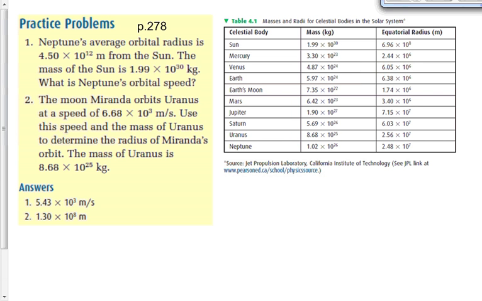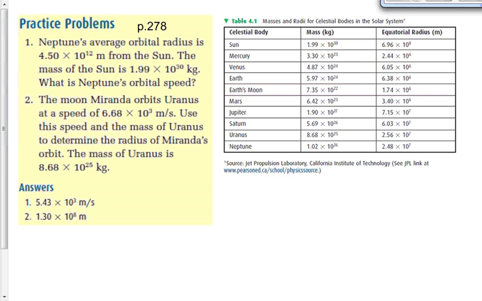Let's take a look at these two questions on page 278, please. I've copied over the data table for you, so the information you need about Neptune and so on is on this data table, so you don't have to flip back and forth between the pages. Give it a whirl, check it over in a couple minutes here. Let's take a look at number 2 here.